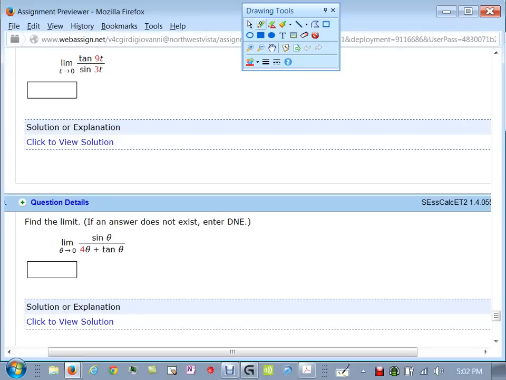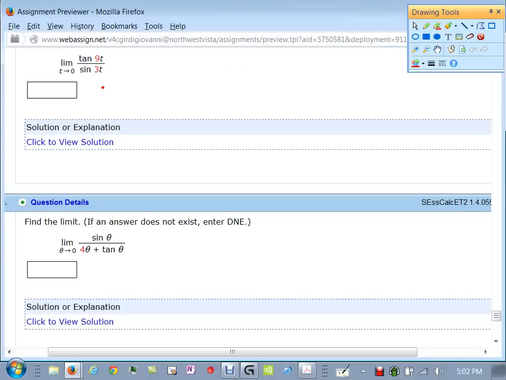So now I get to start trying to rewrite things here. Let me see if I can move this over here. All right. So this is the limit as t goes to 0. I'm going to split this tangent 9t and make it a sine 9t over cosine 9t, but instead of putting the cosine underneath it, I'm going to put it over here. And then I had a sine 3t on the bottom already, so I'm going to split that out way over here. Okay, let's see if you can follow this now.